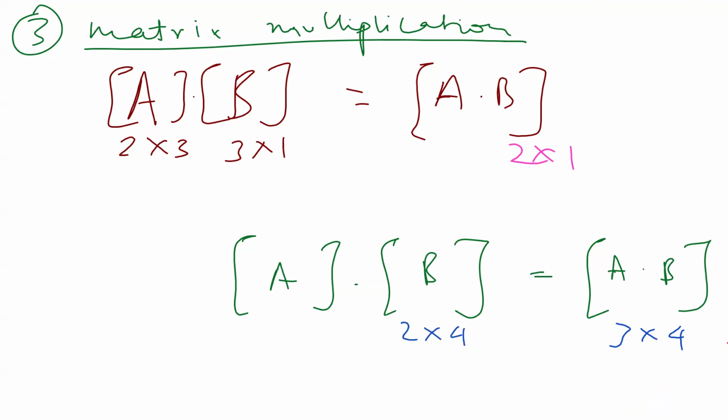2 by 4. Order of this. 3 by 2. That's correct. 2 will be over here. And this 3 is over here. So they can ask you this kind of things in objectives and MCQ.